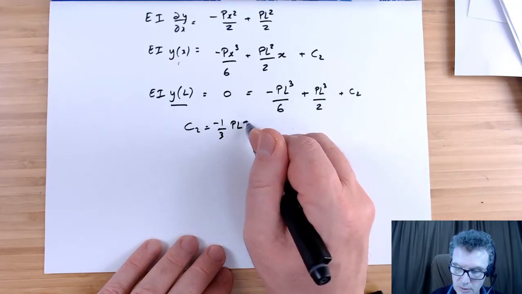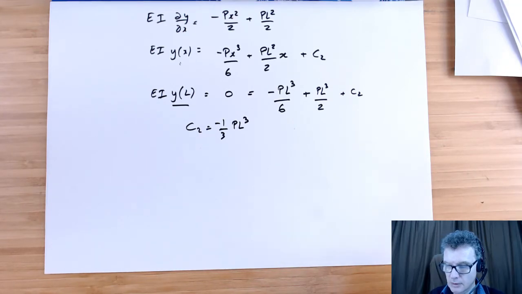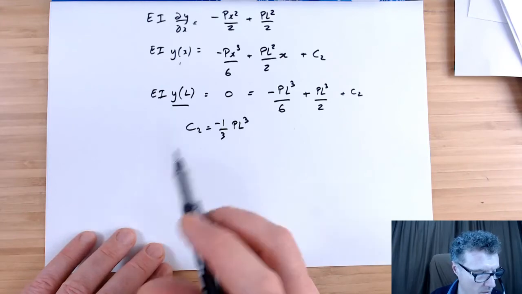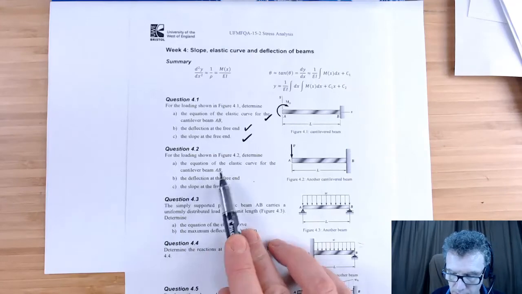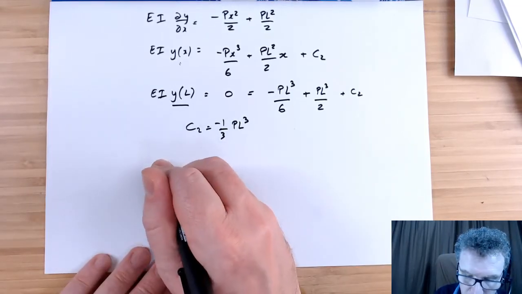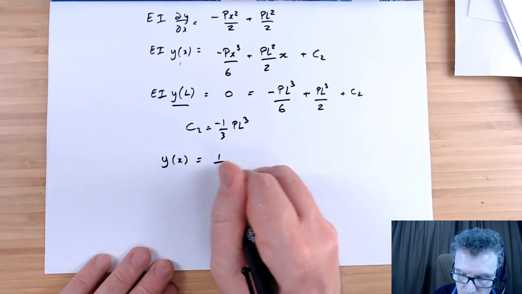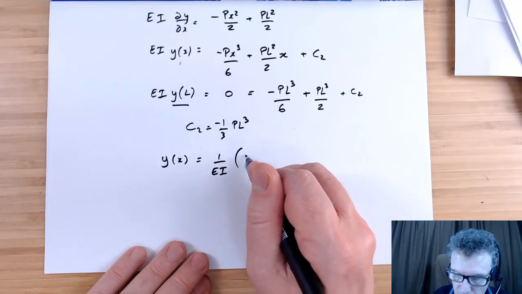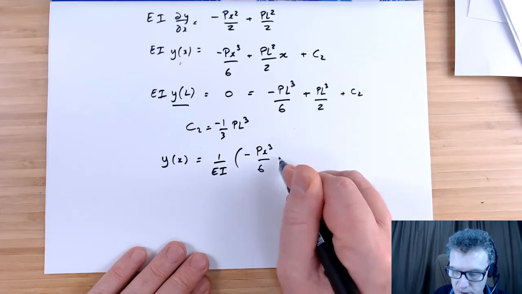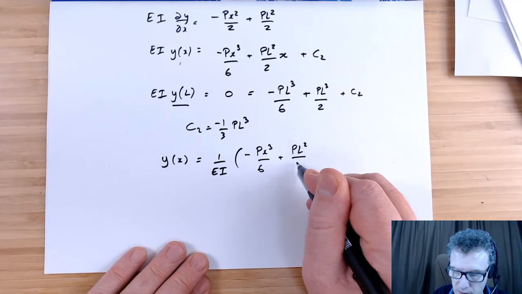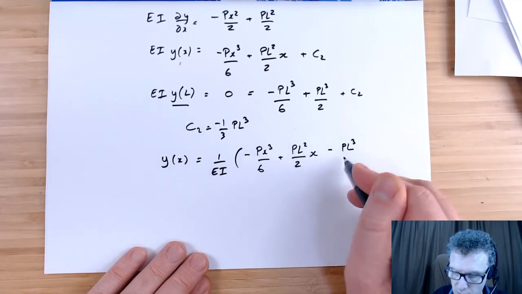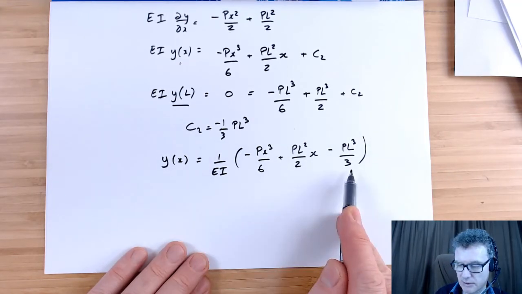Right. So I can now write out all that junk to find part A. So the equation of the elastic curve, so deformation. Let's bring the EI back underneath and we end up with y equals 1 over EI, open my bracket, go back to this thing here, so we've got minus P x to the power 3 divided by 6 plus P times L squared divided by 2 times x, and then C2, which I found, minus PL cubed over 3. Got sixes and threes there.